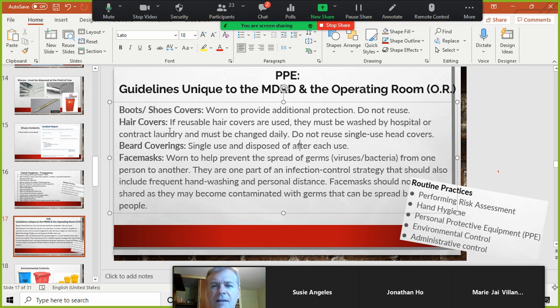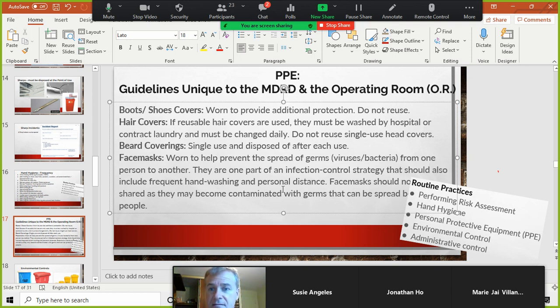Okay, hair covers. If reusable hair covers are used, they must be washed by the hospital or contract laundry and must be changed daily. You don't reuse these single-use ones. Beard coverings, that's a whole other issue. Okay, single use and disposed of after each one.